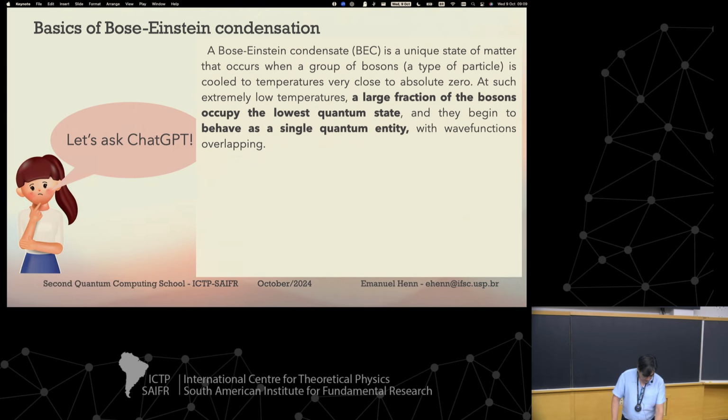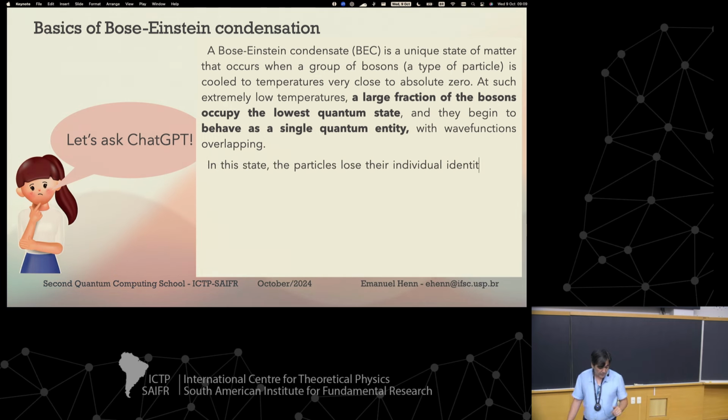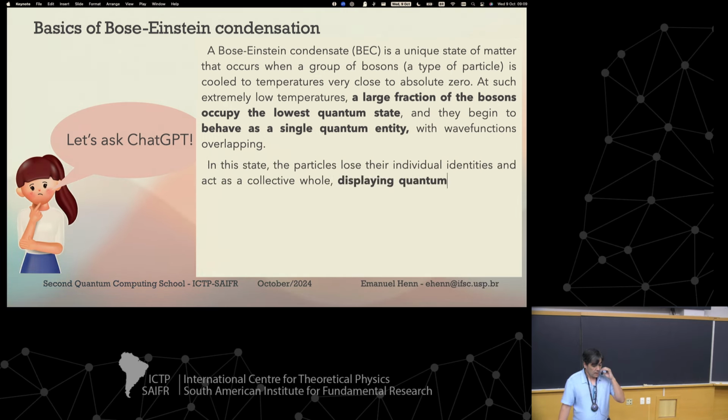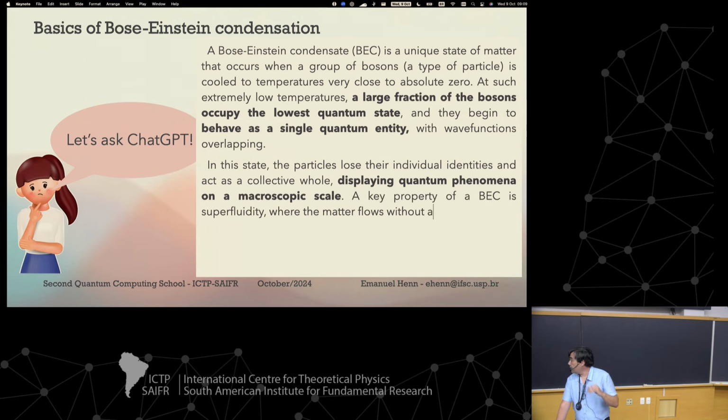Okay, but the computer told me more. It told me that they lose their individualities, and they display quantum phenomena on a macroscopic level. Every time I think about a quantum system, I think about an atom, and this is a very small scale system. A BEC is a large quantum object in the quantum world. And I think this is what makes it very, very interesting.